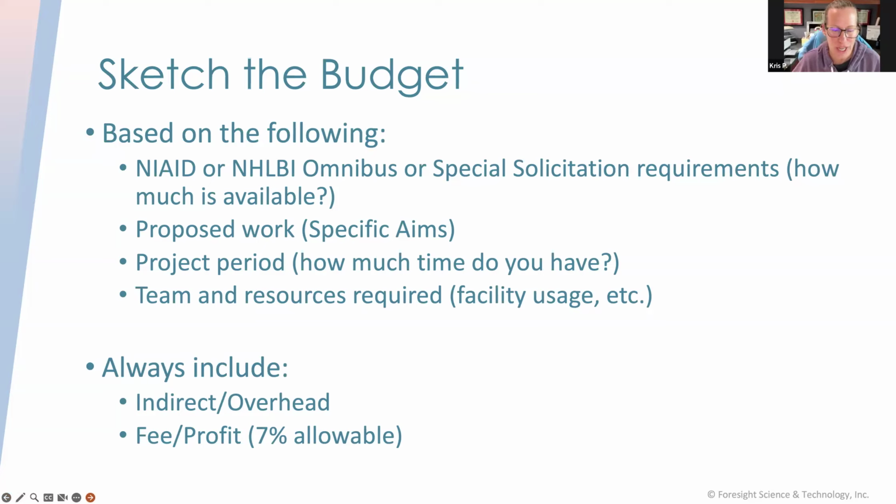Always include, and again, we'll go into depth, I promise we'll talk extensively about the budget, always include, even in this draft budget, room for overhead for the company and the fee or profit, which is 7% that the company is allowed to retain from the R&D project. So you always want to make sure you capture both of those things.